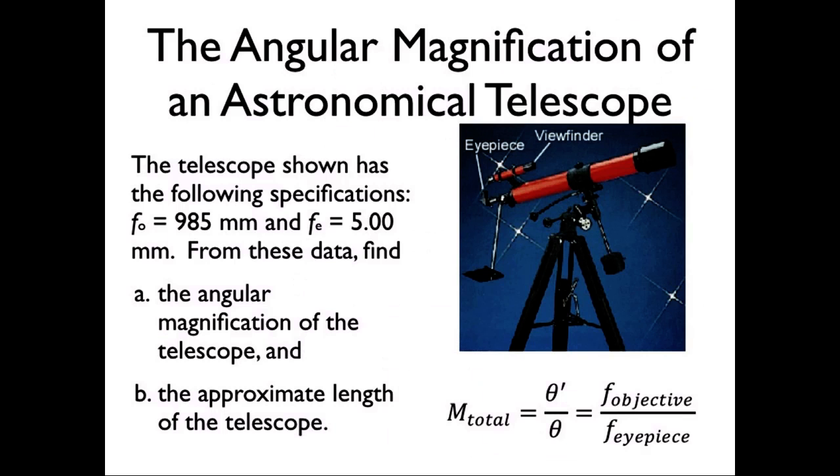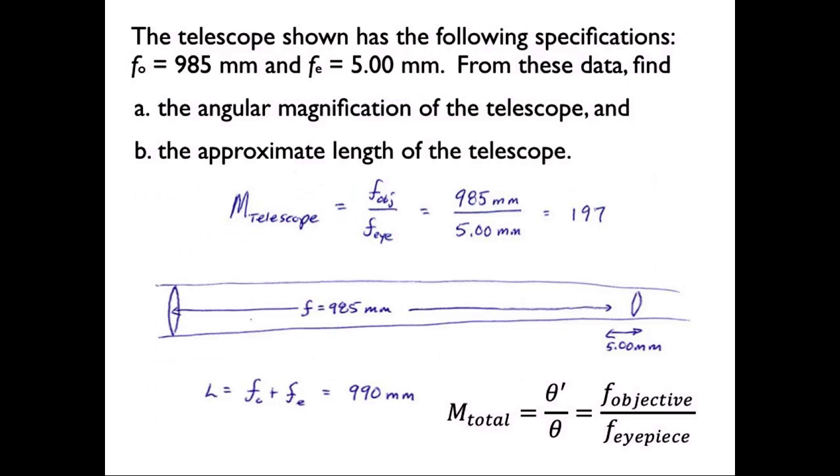So this sample problem reads that the telescope shown has the following specifications. The focal length of the objective lens is 985 millimeters, and the focal length of the eyepiece is 5 millimeters. From these data, can we find the angular magnification of the telescope and the approximate length of the telescope? Well, yes, we can, and this is hopefully fairly straightforward to do. The angular magnification of the telescope is the ratio of those angles, but it's also the ratio of the focal lengths. We're given the focal length of the objective lens, 985 millimeters, and the focal length of the eyepiece lens, 5 millimeters. And that ratio gives us a magnification of 197.